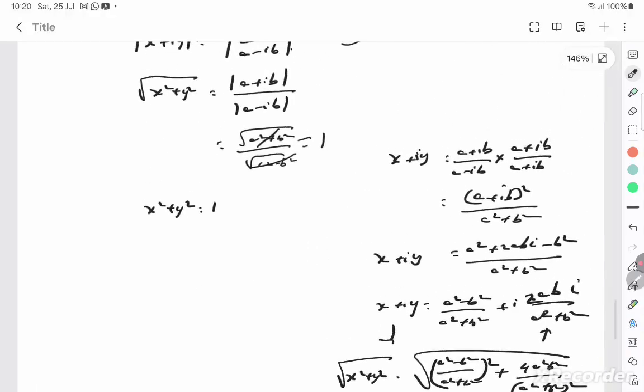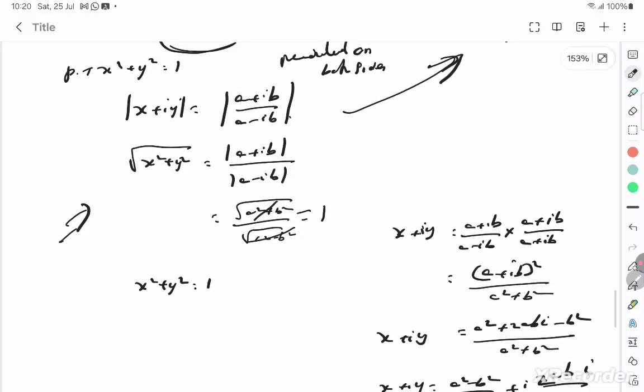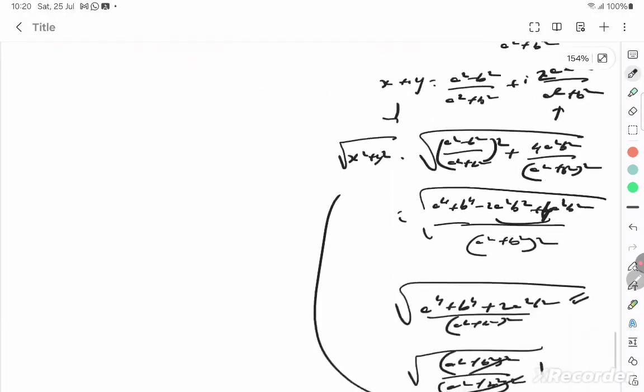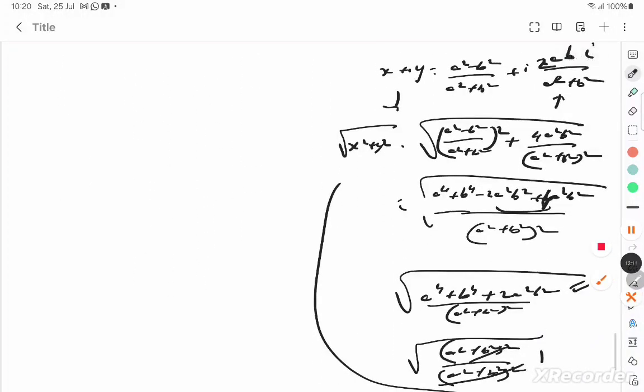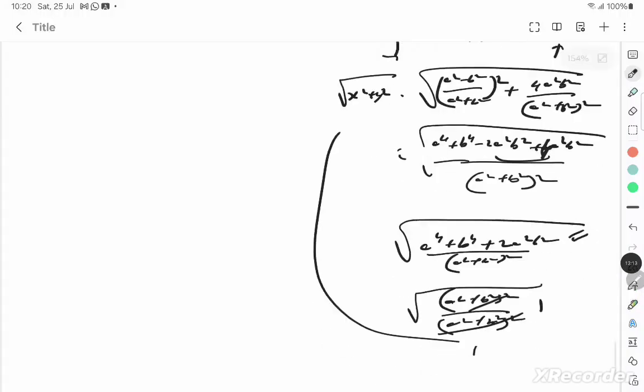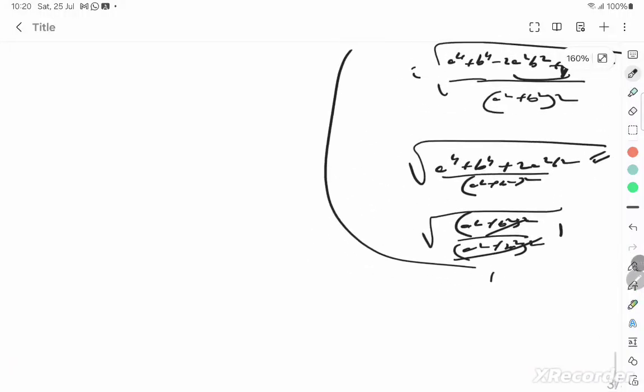This is an alternative method, but this is so easy using properties. See what your teachers are expecting from you. Based on that, you can write your answers. Okay, so I'm teaching you both the methods. Using the property is very easy. So let's go to the next sum.